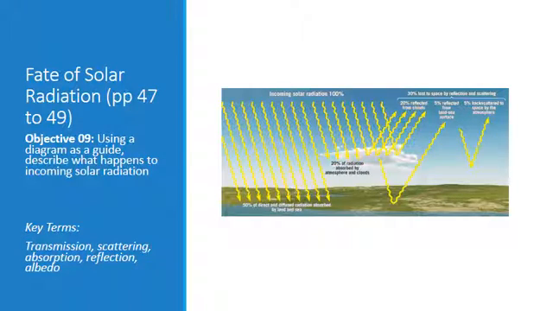The content in this video can be found on pages 47 through 49 of your textbook and is meant to help you achieve learning objective number 9, which is to describe what happens to incoming solar radiation using a diagram such as the one shown here or the one in figure 2-16 in your book.